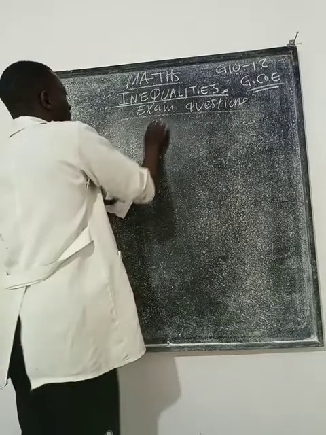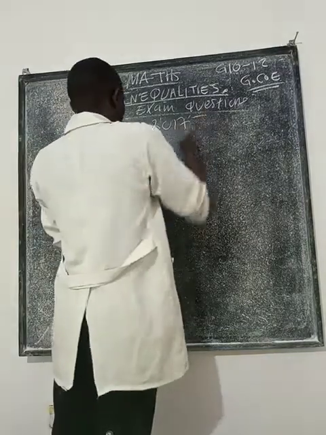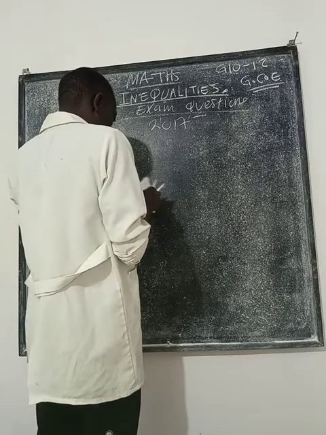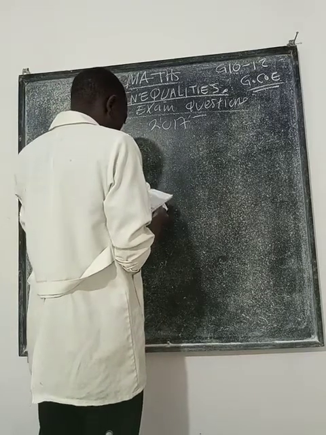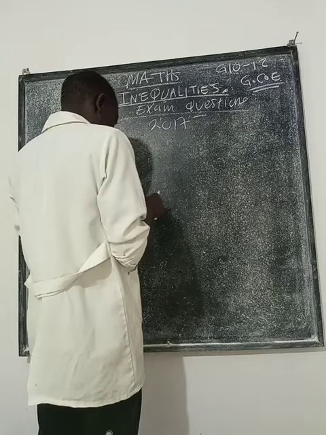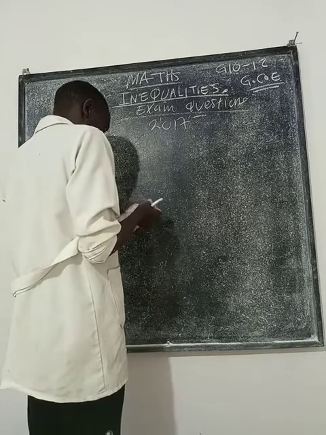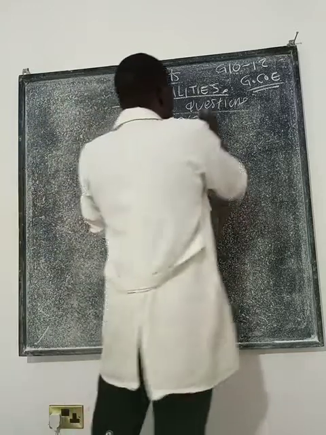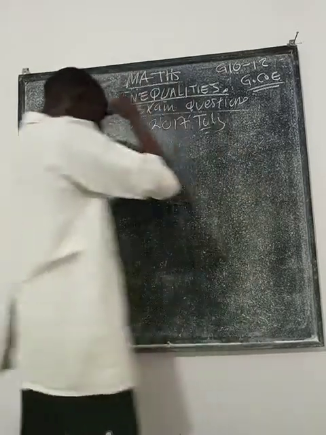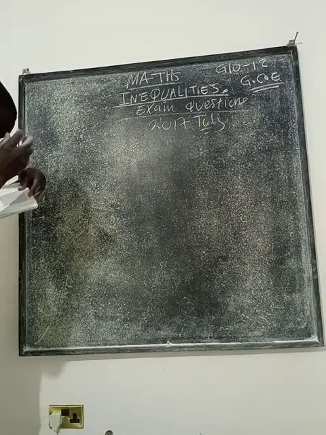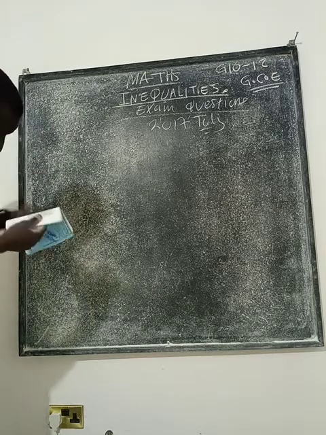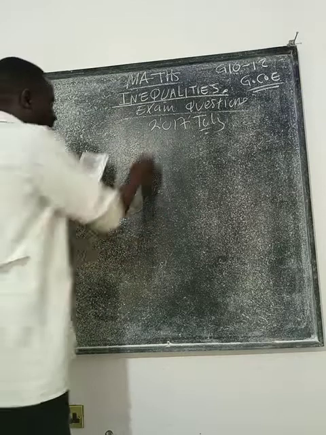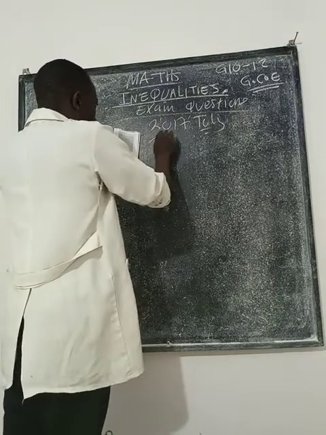Let's try to look at 2017. 2017, this looks like what? Is it July? Yes, 2017 July. Let's try to do this question. Pardon me if I don't write the exact numbers because they are really hard to see. But the diagram looks like this.